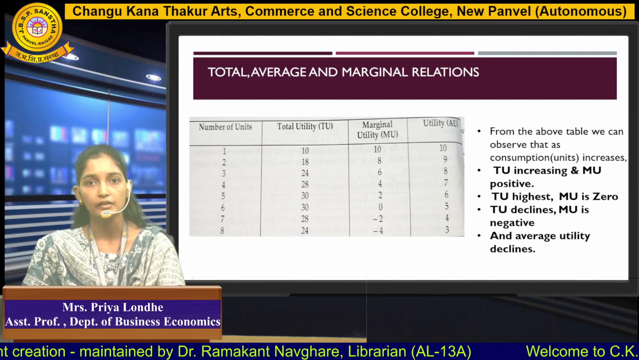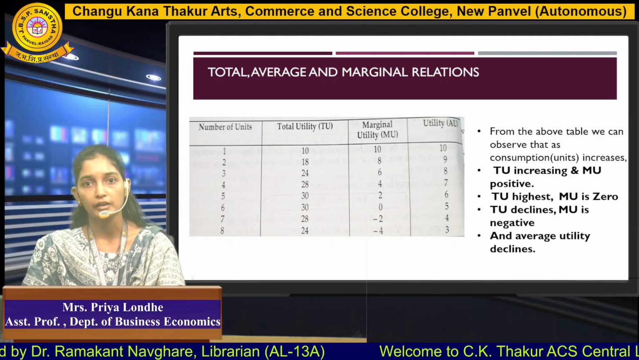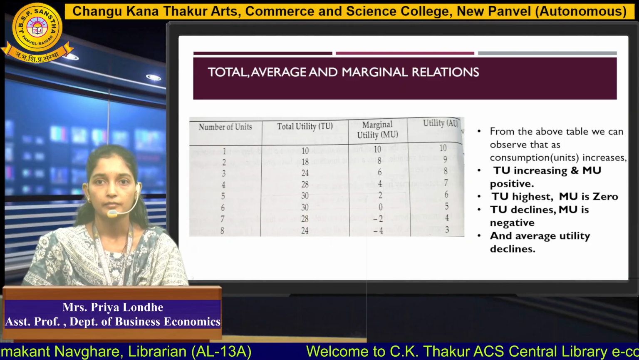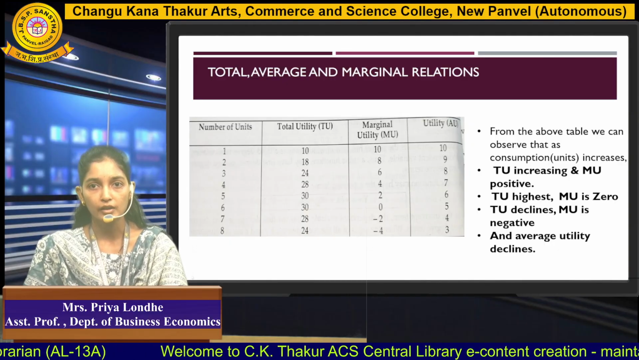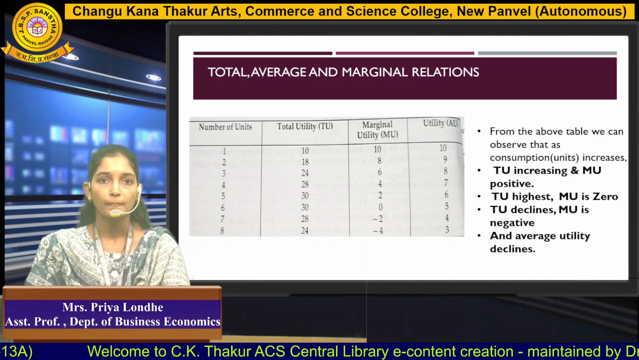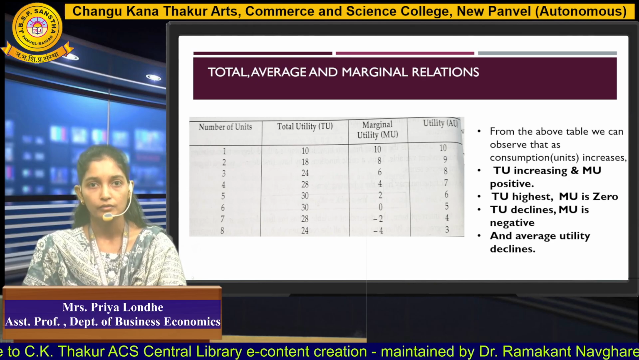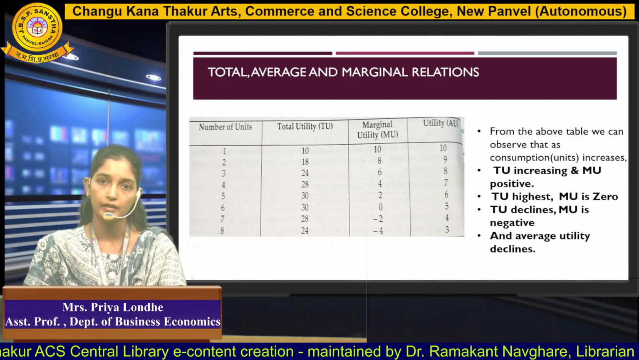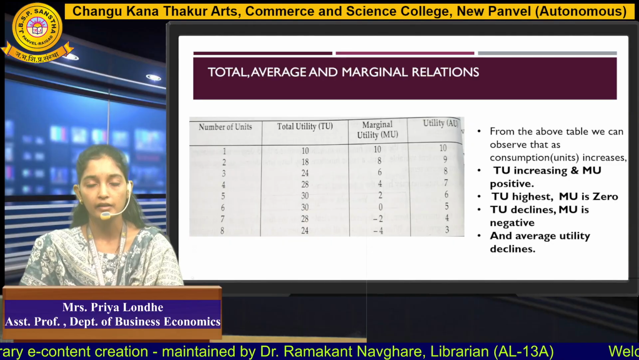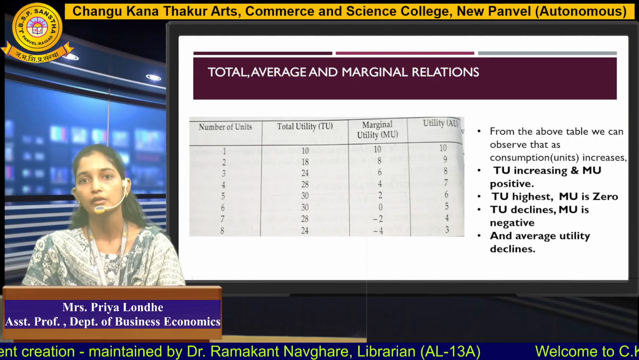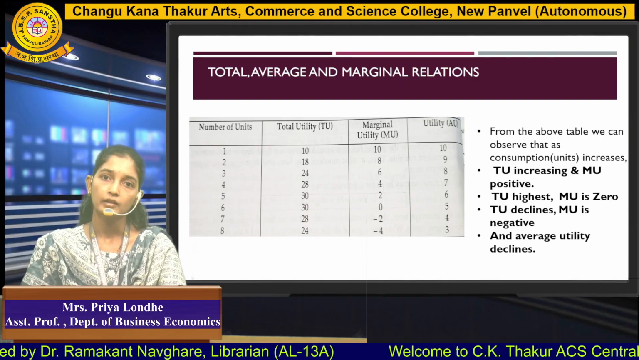Average utility is the total utility divided by the number of units, and the average utility is constantly decreasing. So from this table, we can conclude that when total utility is increasing, marginal utility is positive. When total utility is maximum and highest, marginal utility is 0. And when total utility is decreasing, the marginal utility goes negative, and at that time the average utility is constantly decreasing.